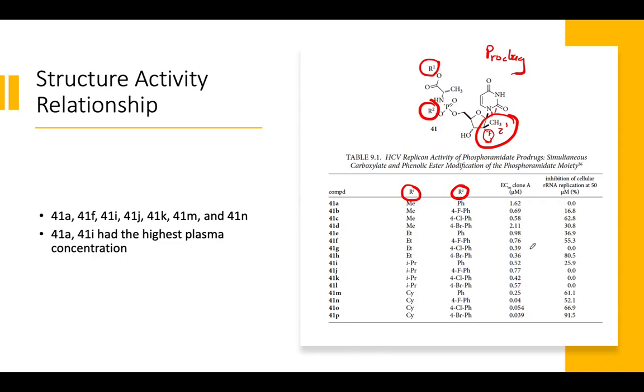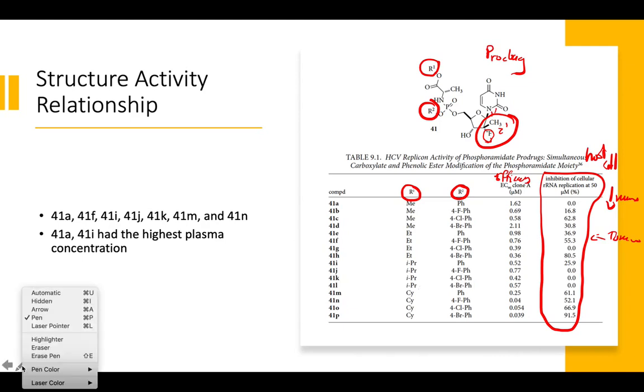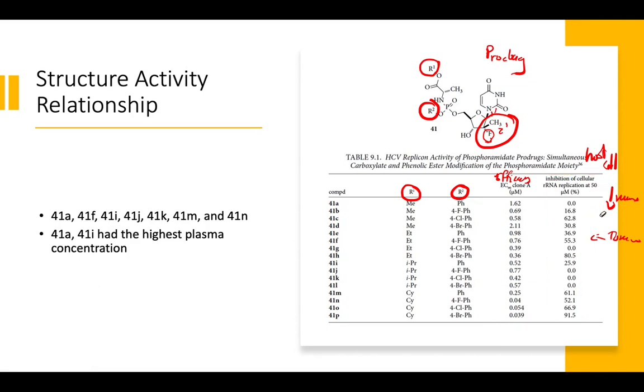There are two things to keep in mind: the EC90 and the inhibition of cellular RNA replication. This is a measure of the cytotoxicity. How does it affect the host cell? The lower the number, the better. So when you look at these different substituents, even without looking at the efficacy, if this is a measure of toxicity, and this is a measure of efficacy, look at these different substituents here.